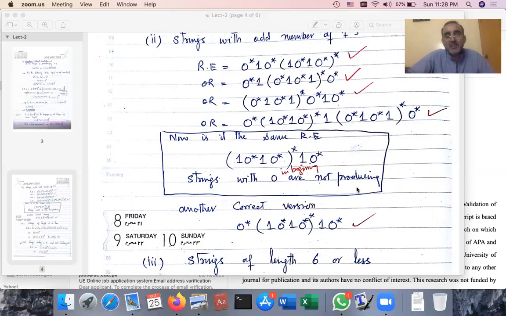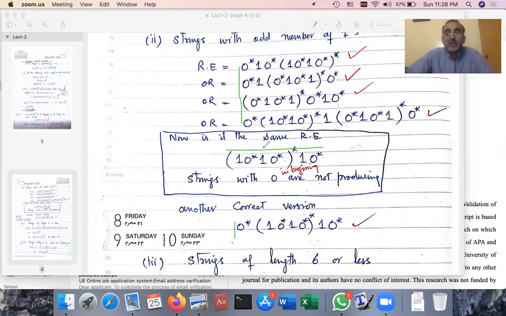But before that, something is mentioned here. What this is saying is that we have a regular expression here, 1 0 star 1 0 star whole star 1 0 star, and there is a question here whether this regular expression is similar to all these regular expressions here and here.